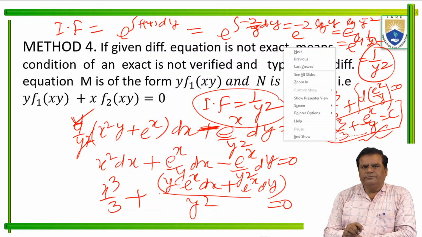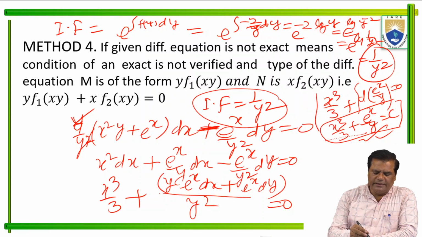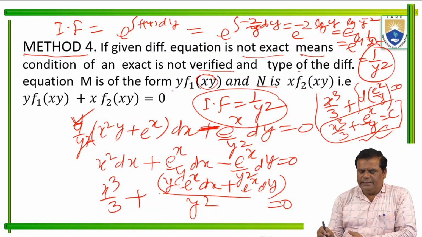Method 4. If a differential equation is not exact, then we apply method 4. What is method 4? If the given differential equation is not exact, number 1, means the condition of exactness is not verified, and the type of the differential equation is such that M is of the form y into f1 of function xy, in place of x there is xy, and N is x into f2 of function of xy.